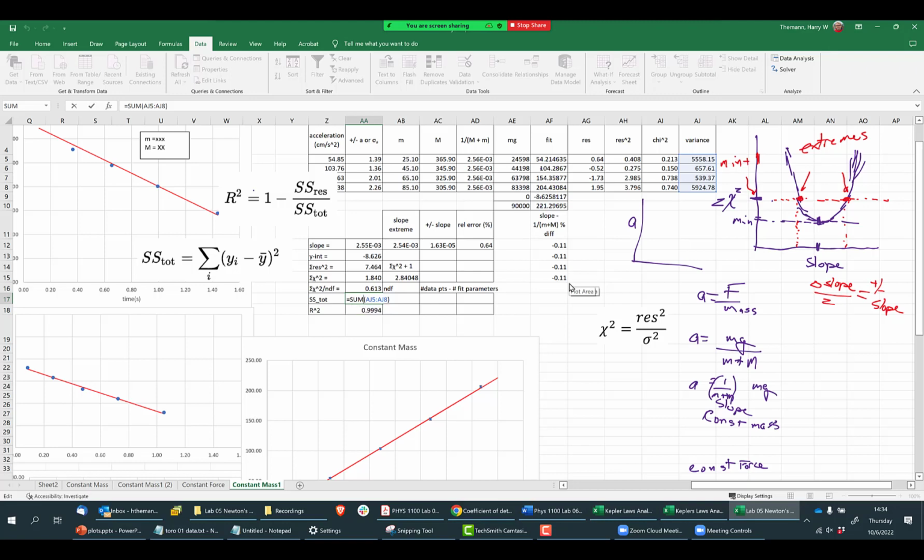And then once I have that sum, I already have the sum of the residual squared, and so I just construct the final equation. 1 minus the residual squared divided by the sum of the, I forget exactly what SS tot stands for.